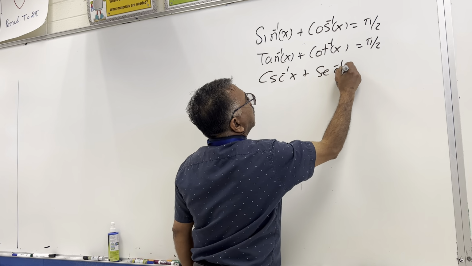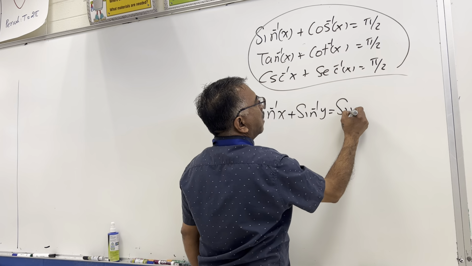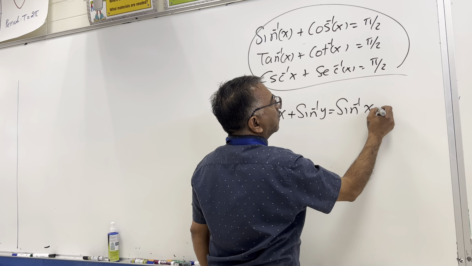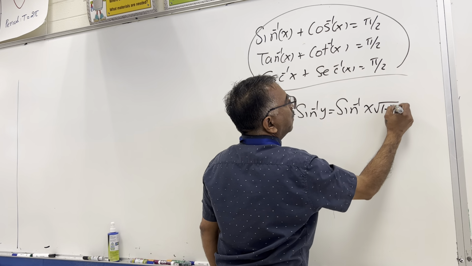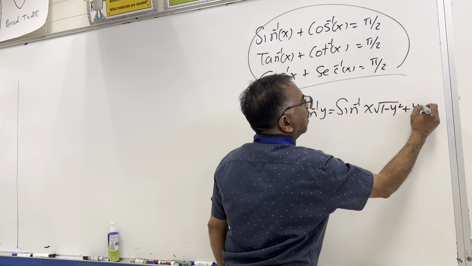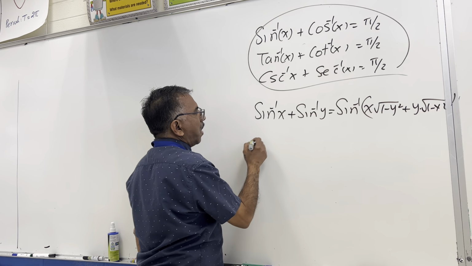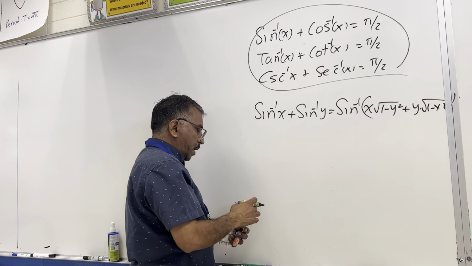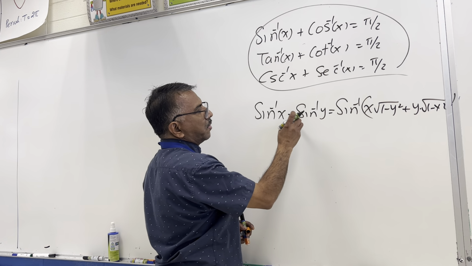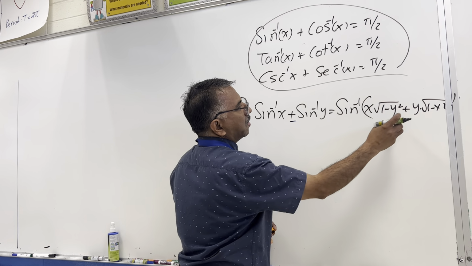Then there's another one we need to prove. Why sine inverse of x plus sine inverse of y is sine inverse of x root 1 minus y square plus y root 1 minus x square. So we'll see what is the reason. We'll also see that if it is minus, then this is minus.